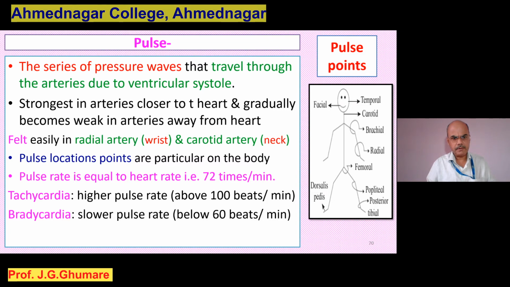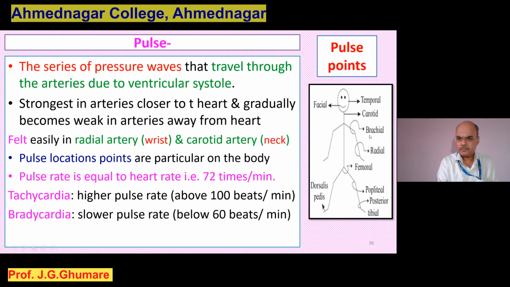In the finger, we never do. So we have certain points in the body. Two arteries that doctors generally check. Number one, the artery which is present here. This is called the radial artery in the wrist region. And one artery present here, the carotid artery in the neck region, where we can feel the pulse.